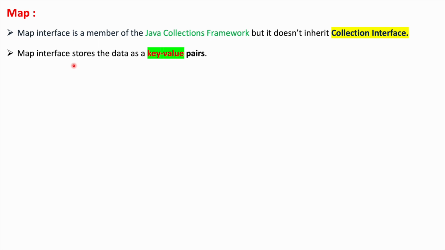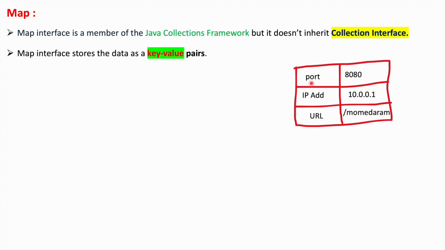Map interface stores the data as key value pairs. If you want to store data as key value pairs, for example port and port number, IP address, URL, student ID and name, employee ID and employee name, or any configuration as key value pairs, then we will use the Map interface.